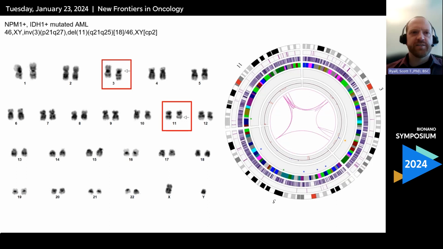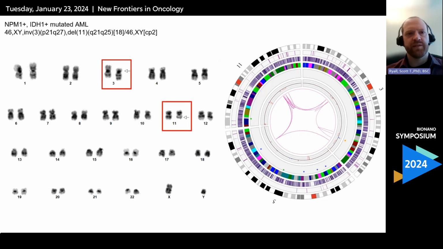This first one here is an NPM1 IDH1 mutated AML in a 56-year-old male. And when it came to us, we identified this inversion 3 event, which you can see in the red box, as well as this short deletion on 11q. But we were a little bit curious because the patient wasn't responding as we would expect in the clinic. So we ran optical genome mapping on it.